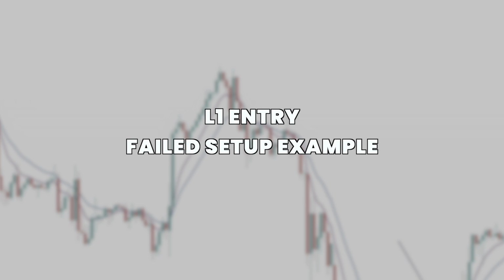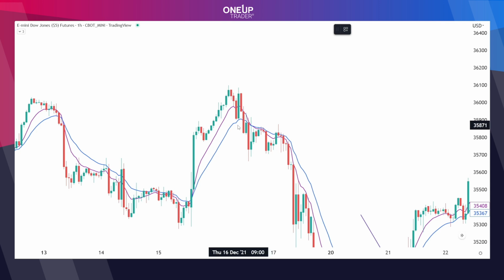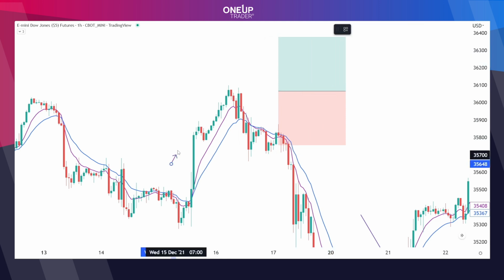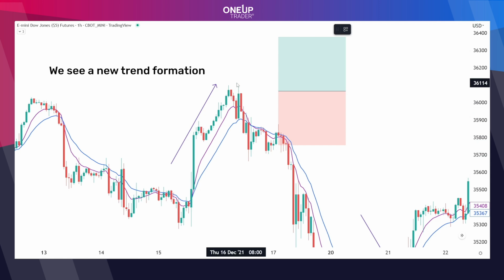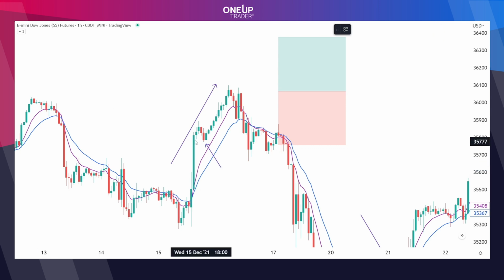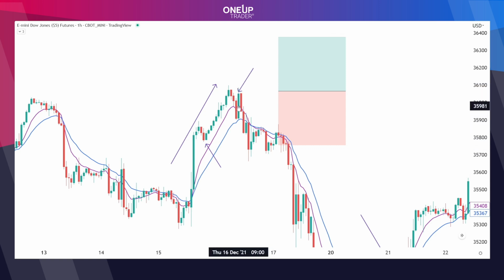Before we move on to the L2 entry, I want to just show you a quick example of an L1 entry that is a failed setup and something we want to avoid. This is a good example of an L1 entry that we do not want to take. At this point, we clearly get a new trend formation. We get the moving averages to diverge, and the first pullback is actually at this point. Now, the pullback is so shallow that we don't even touch the 9 exponential moving average. So even though it's a small pullback, we do not take this entry over here.